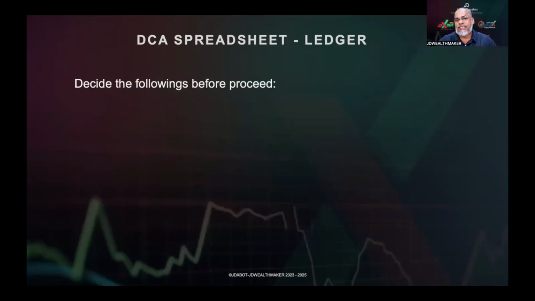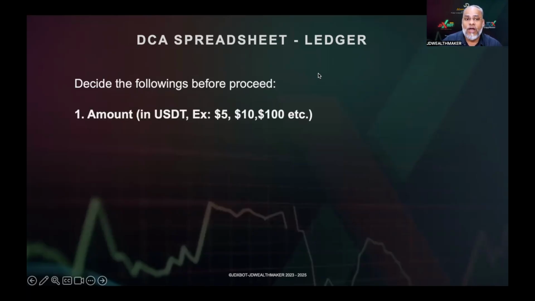Now, let's look into the DCA. This is basically the DCA spreadsheet. Before you even buy the token, make sure you have already created a DCA log or spreadsheet. That is important. When you do that, you need to decide the following before you proceed with the DCA. Number one, amount in USDT. What is the amount that you want to buy? Fix the amount. This is very, very important.